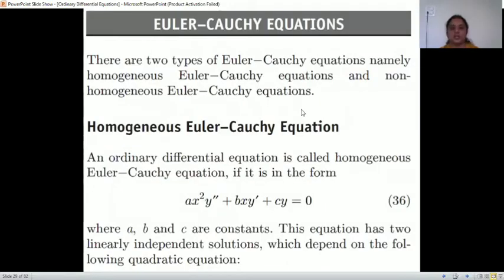Next is Euler-Cauchy's equation. There are two types of Euler-Cauchy's form. First is homogeneous and second is non-homogeneous Euler-Cauchy. The homogeneous Euler-Cauchy is simply the equation ax square y double dash plus bx y dash plus cy is equal to 0. If it is equal to 0, then it is called homogeneous Cauchy-Euler or Euler-Cauchy, where a, b, c are constants, and the equation has two linearly independent solutions.